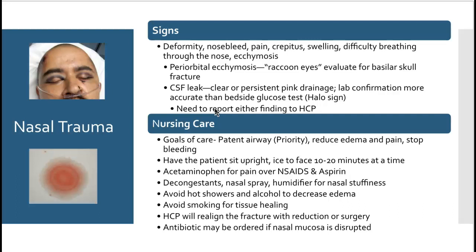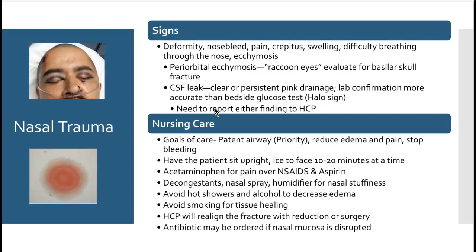So with that nasal trauma, obviously there can be deformity if there's a broken bone in there, nosebleed, pain, crepitus, that little crunching sound, swelling, difficulty breathing through the nose, and ecchymosis. Now, those signs and symptoms themselves are not a medical emergency. Just because I have difficulty breathing through my nose, I still have the ability to breathe through my mouth. So it's not an airway issue.